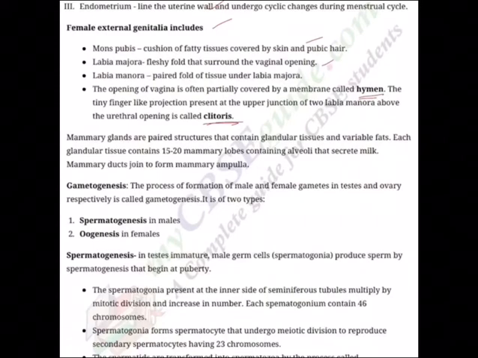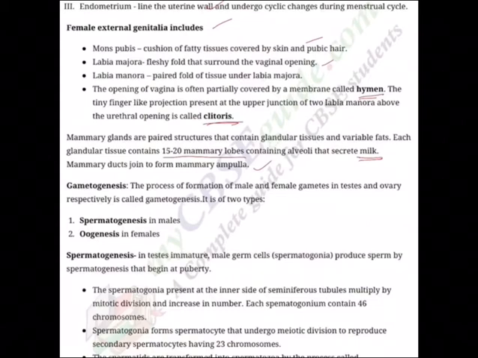Mammary glands are paired structures that contain glandular tissue and variable fat. Each glandular tissue contains 15 to 20 mammary lobes containing alveoli that secrete milk. The mammary ducts join to form the mammary ampulla.